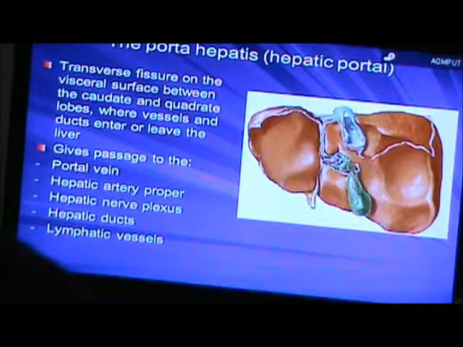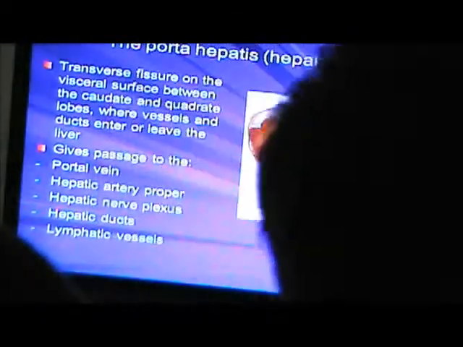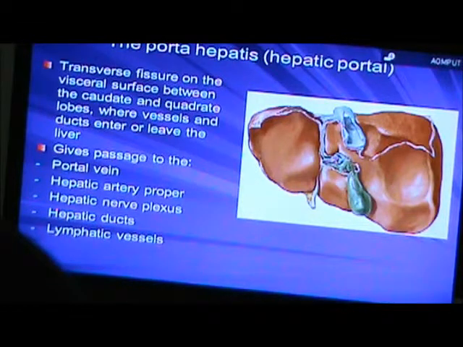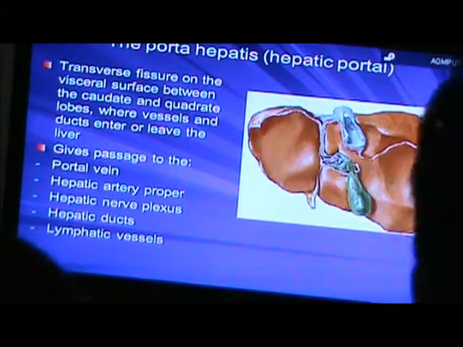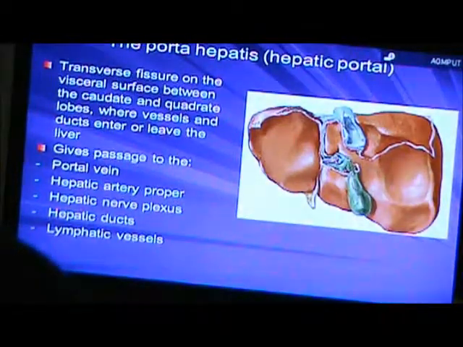The hepatic artery proper will be slightly on the right side. Of course, we wouldn't see the hepatic nerve plexus and the hepatic ducts. It depends on what we will see in the porta hepatis, because sometimes we can see the right and left hepatic ducts, and next they form the common hepatic duct. Generally, the hepatic ducts are located on the right side, slightly to the right and anteriorly, and the lymphatic vessels, of course.